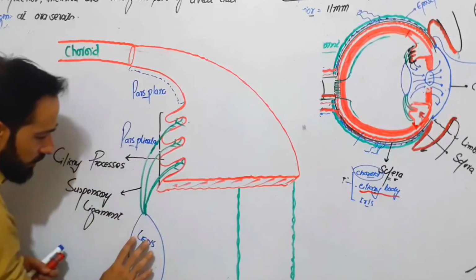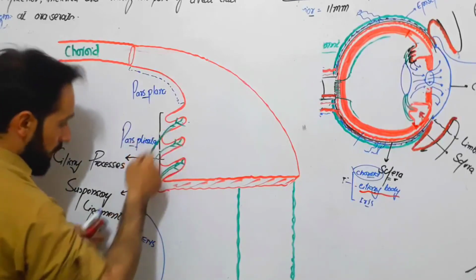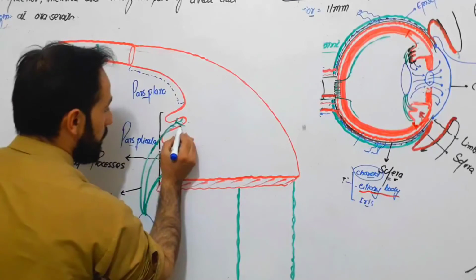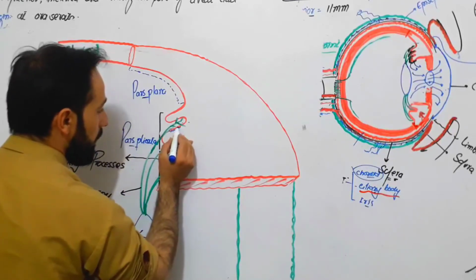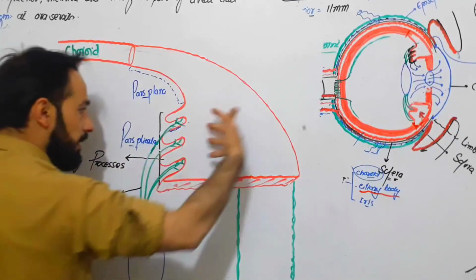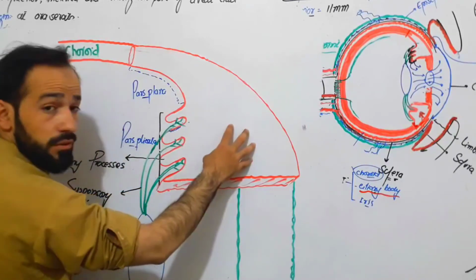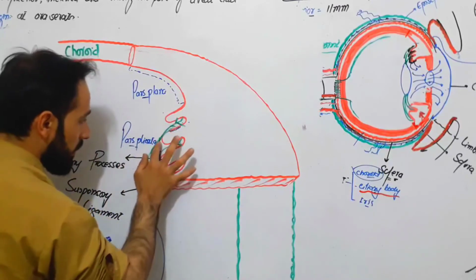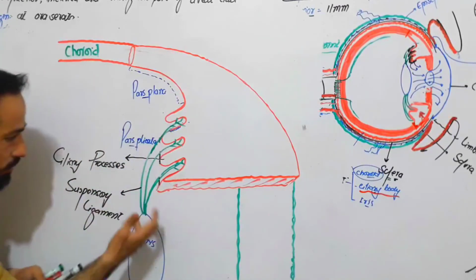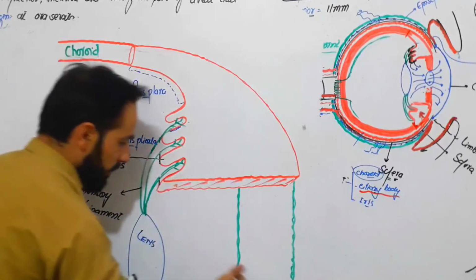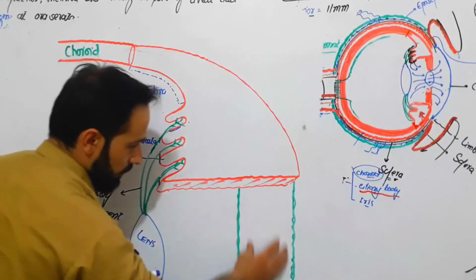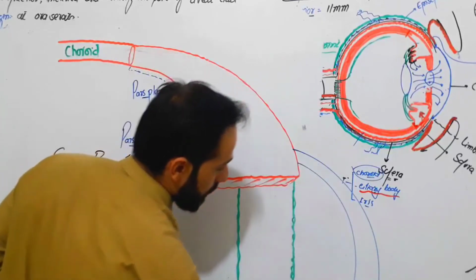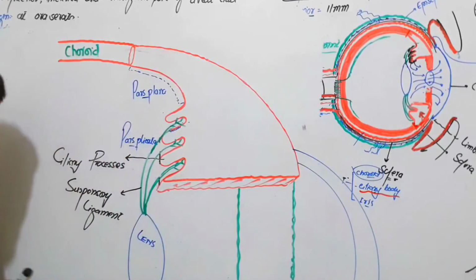So these plications first of all support the lens, and then, I told you, they have some important epithelium, and these epithelial cells take nutrition from inside of this ciliary body, and these epithelial cells secrete what? They secrete the aqueous humor or the aqueous fluid into the posterior chamber. So this is your lens, and here will be your cornea. So this will be your cornea. Look, the diagram is complete now, right?